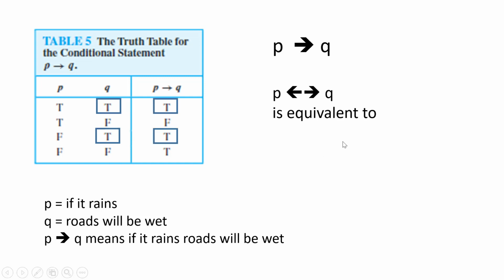Now, P with arrows going both ways implies that P implies Q and Q implies P. That is, these two propositions are intertwined. In this example, we can say both sides are true. If it rains, then the road will be wet, and if roads are wet, then it rained. So we say it rains if and only if roads are wet. In other words, one condition causes the other and vice versa.